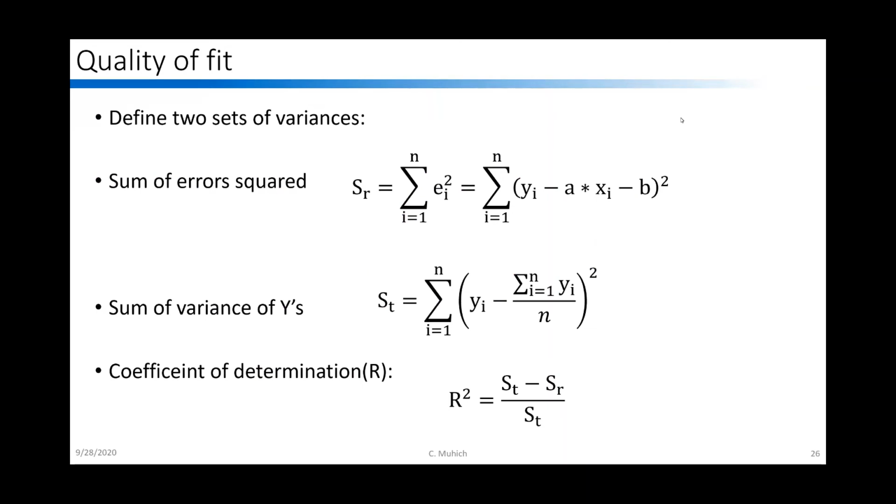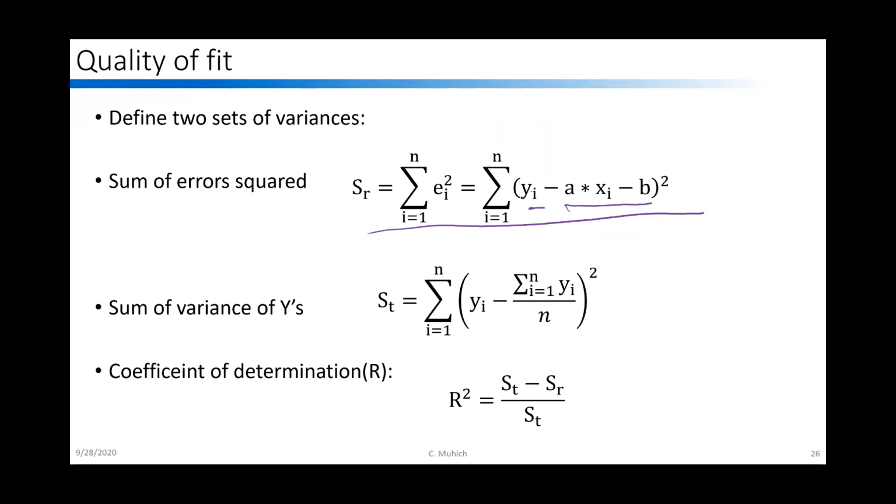So in general, in addition to wanting to know exactly what the fit is, we often want to know how good the fit is. So how well does that line represent the data as a whole? In order to do this, we're going to define two sets of variances. First, the sum of errors squared. So that S_r that we've talked about on the previous few slides. So what is the expected value from the line minus the actual value?